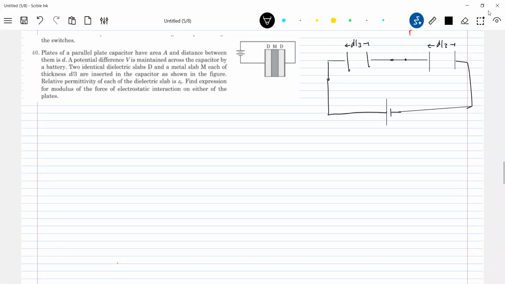No, the metal will have infinite capacitance. We can replace it by a wire, and there's a potential difference. Let's assume that V. Then here what will happen? The epsilon R, and V/2, V/2, and any charge will come here. So plus Q, minus Q.